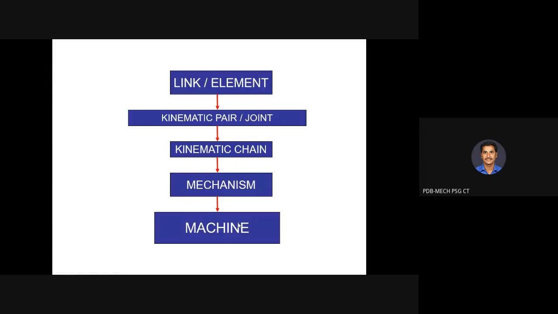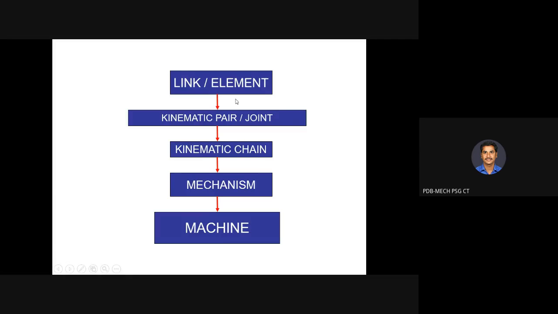Good afternoon. I welcome you all to today's class. With regard to the discussions in the previous class, I think we discussed the basic fundamentals of the kinematics of machinery. We discussed link or element, followed by kinematic pairs or joints, then kinematic chain, mechanisms, and finally machine.